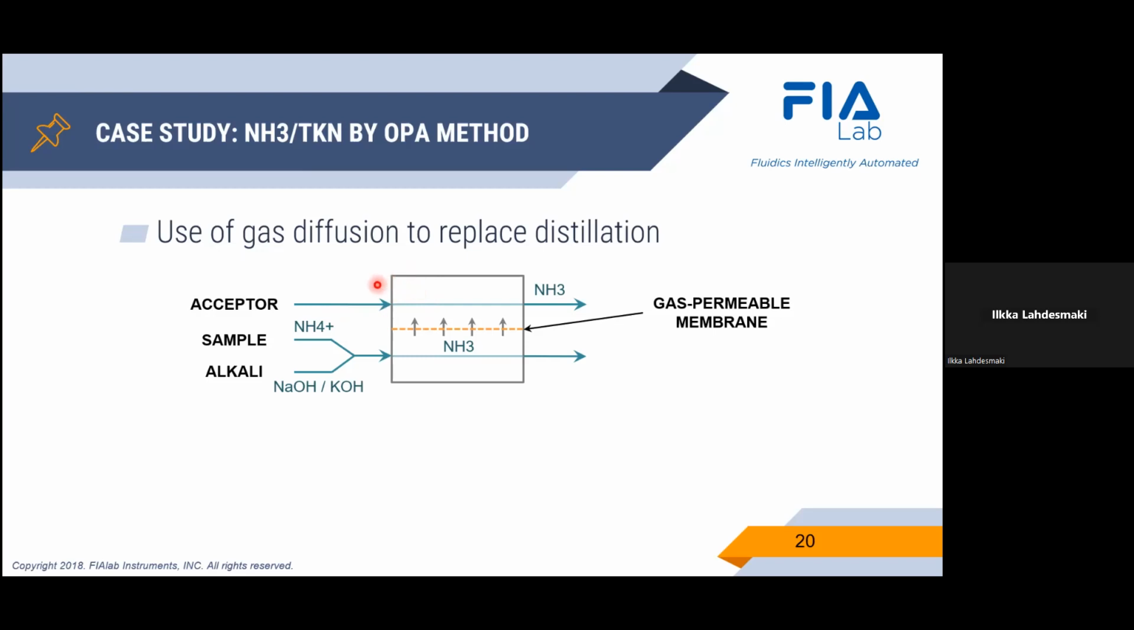The acceptor part is being flushed by another solution that now picks up the ammonia that diffused across and pushes it out and into the remaining part of the instrument manifold. That's how gas diffusion works. Make ammonia volatile, bring it in contact with the gas permeable membrane, and pick up the ammonia that diffused across the membrane over to the acceptor side.